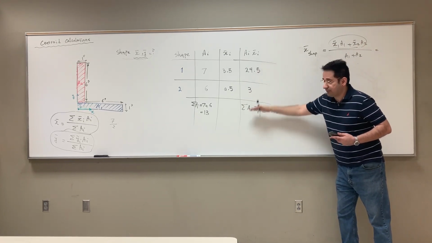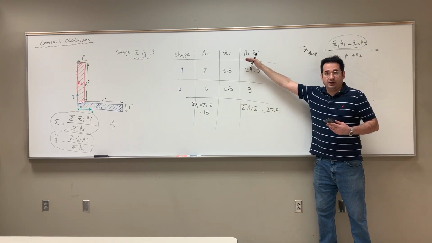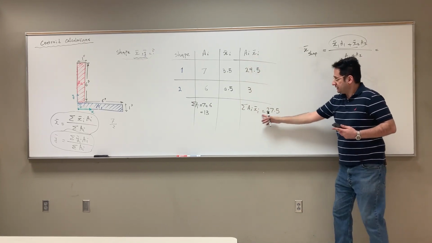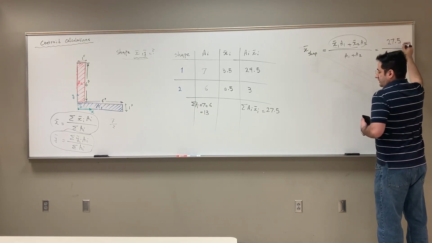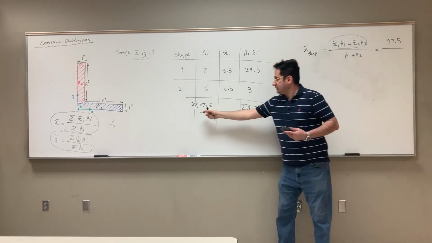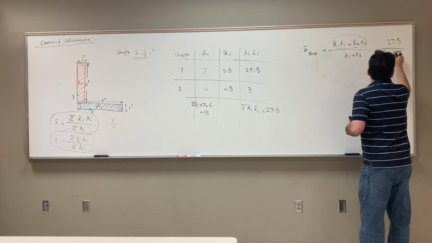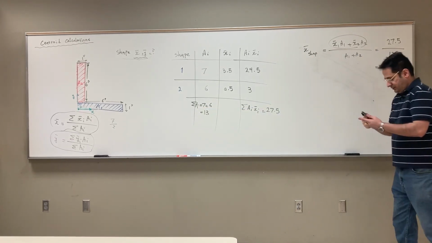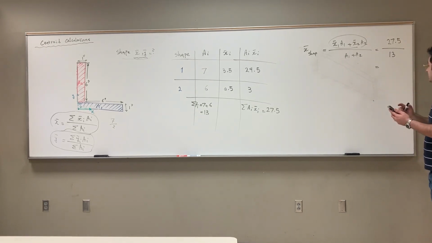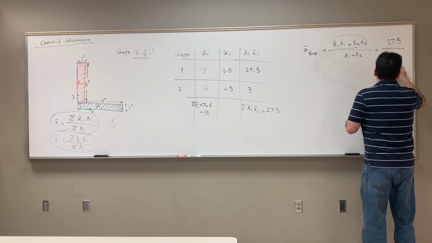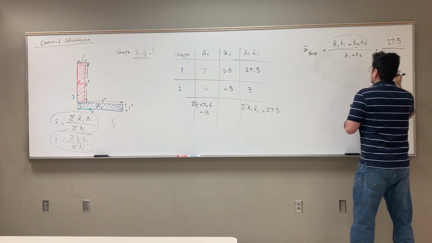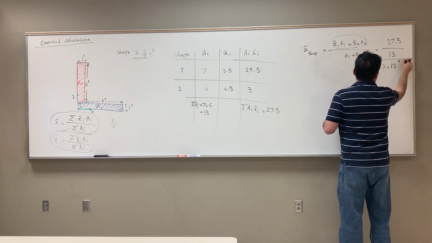So once you get the sum of this column, no matter how many subshapes you have, if you sum all the rows, then you get this number, just put it here: 27.5 divided by this sum, which is 13. That's going to be 27.5 divided by 13, which is 2.12 inch. X bar.